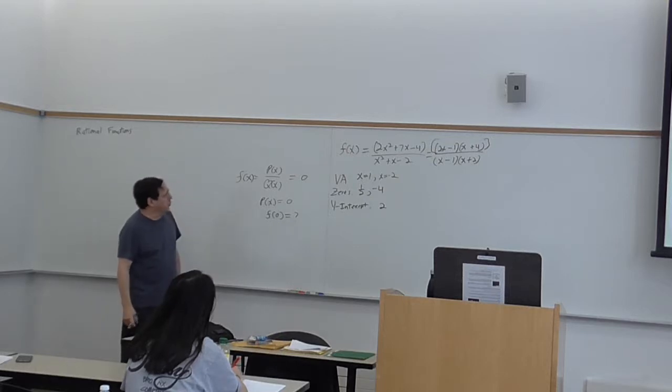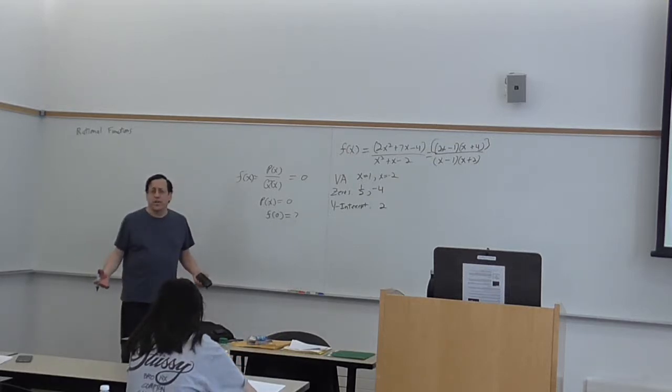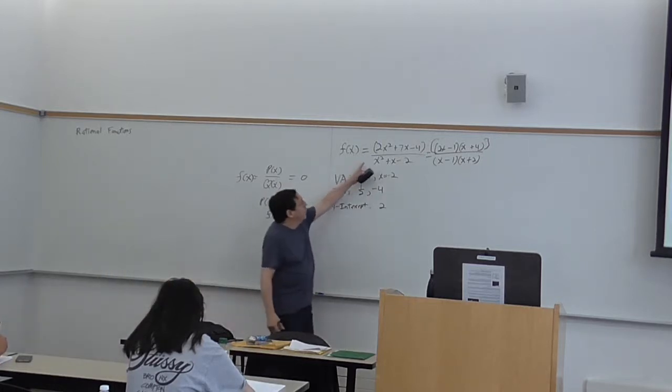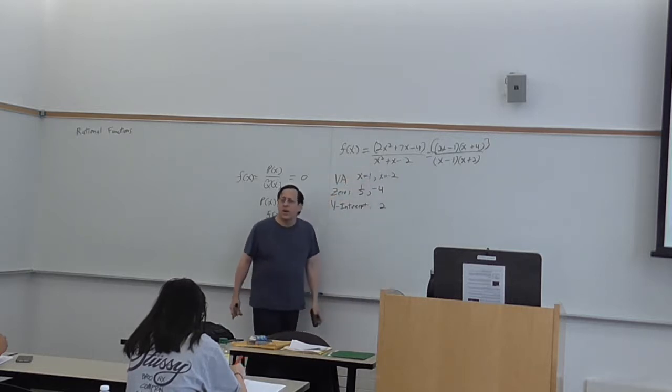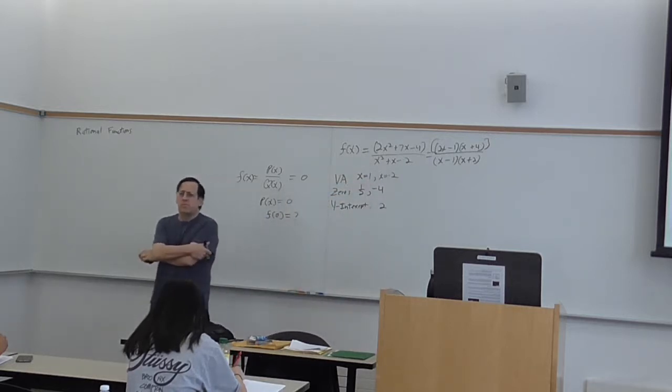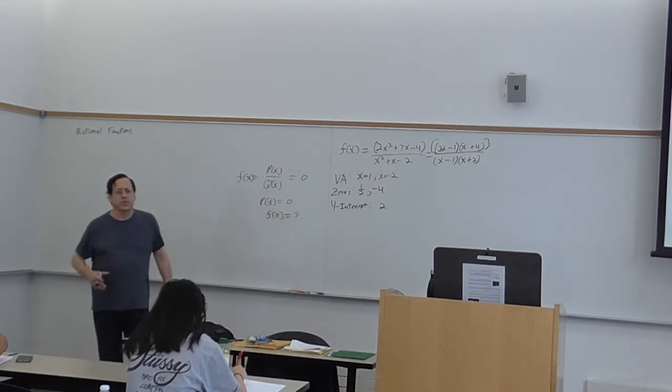And what else do we want to know? We want to know what the end behavior is like, right? What do I want to look at to find the end behavior of this? Right, as x gets very large or very negatively large.